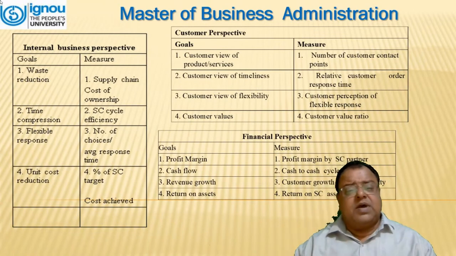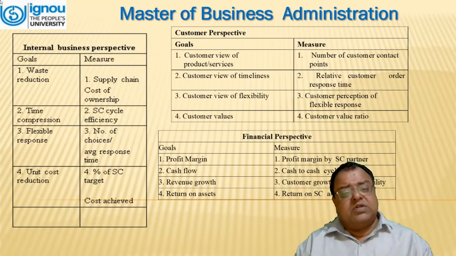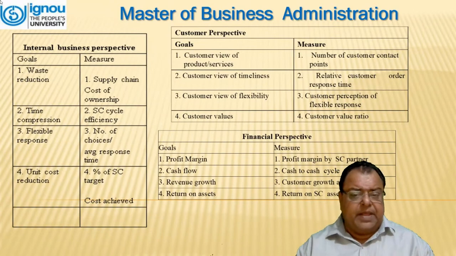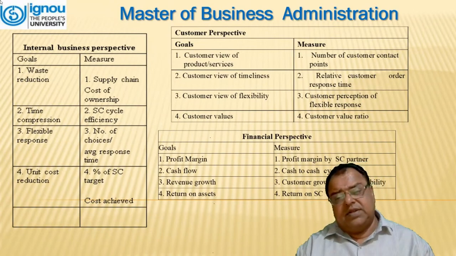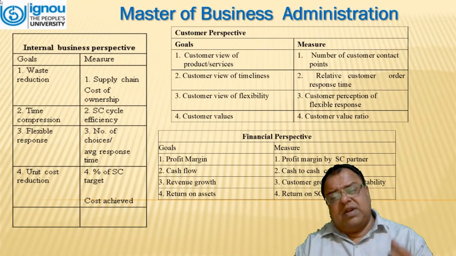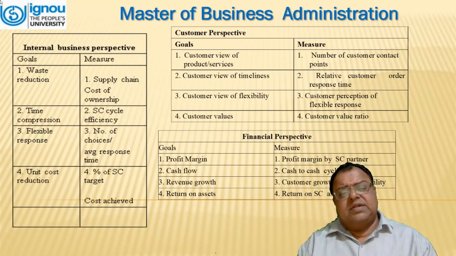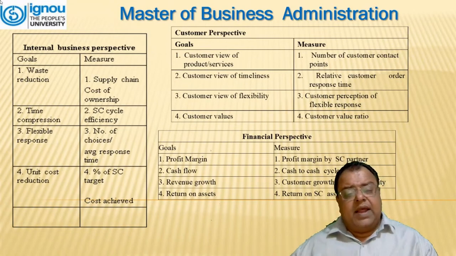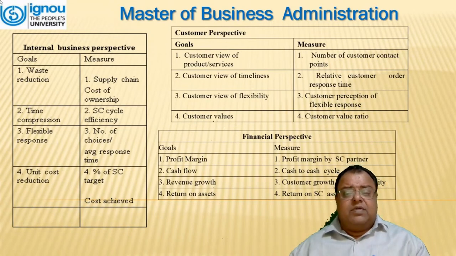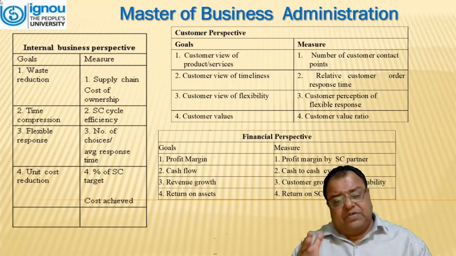And if we talk about the customer perspective, in terms of goals and measures, the customer view of point of service can be addressed as number of customer contact points. Customer view of timeliness, that means relative customer order response time between first and second, third and fourth, second and third, and so on. Customer view of flexibility, that is customer's perception of flexible response. And the fourth one is customer value.